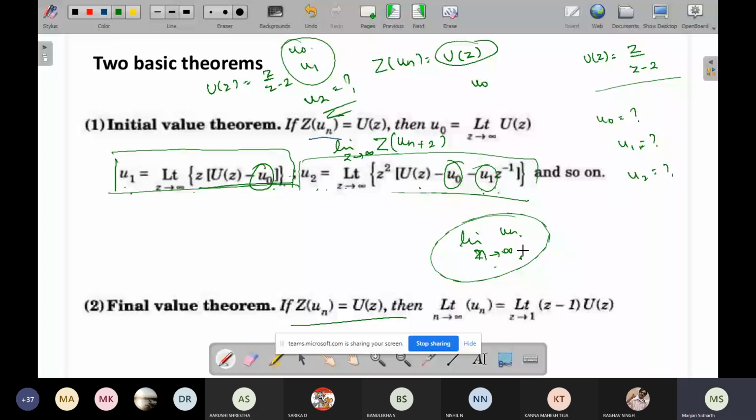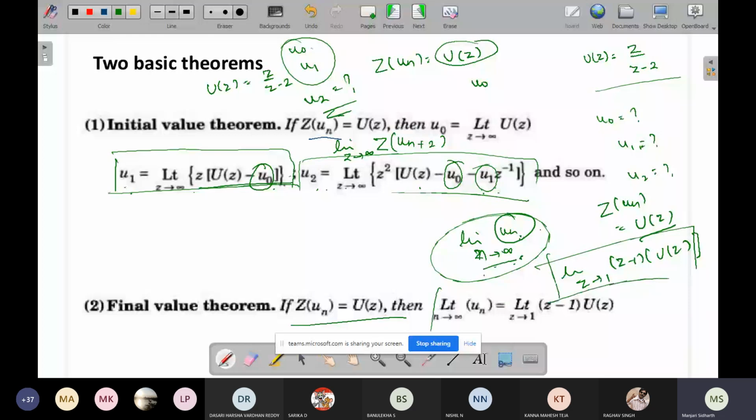So if you need to find the behavior of this sequence at n tending to infinity, simply first find the Z transform of u_n, that will be U(z). Then multiply U(z) by (z minus 1) and take the limit z tending to 1. You will get the limit of u_n as n tends to infinity. So these two formulas are important, even with the example I have shown you here.